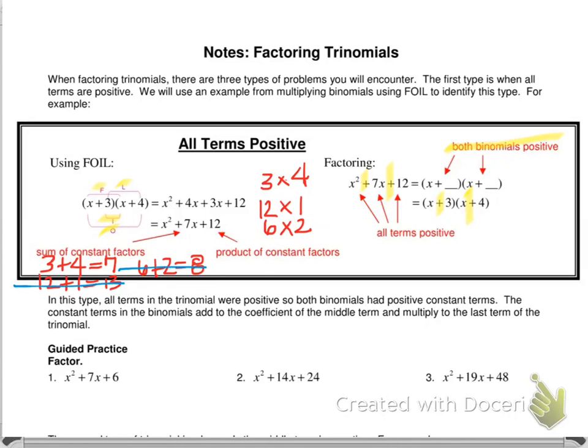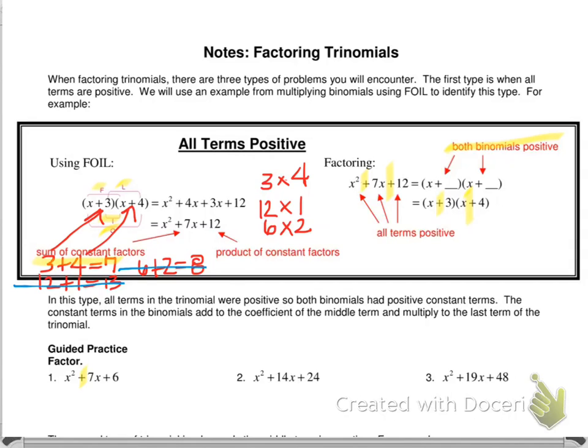Simple as that. What can I multiply together to get the last term in my trinomial? What can I add together to get my middle term, as far as the coefficient? All right, let's try our first example.